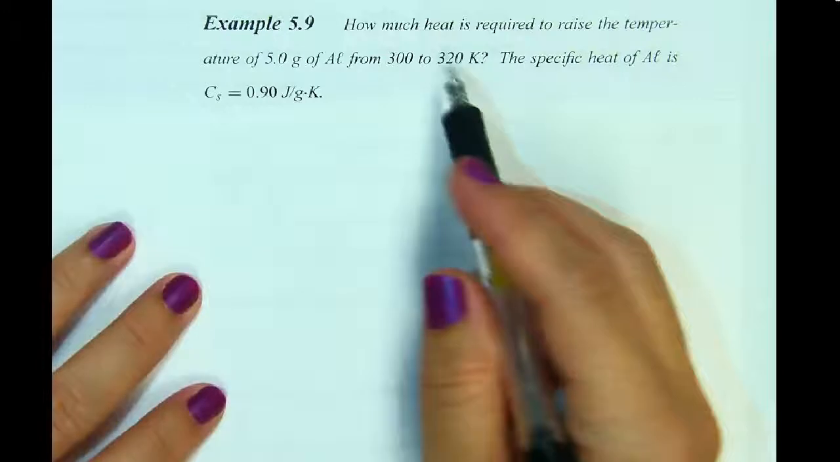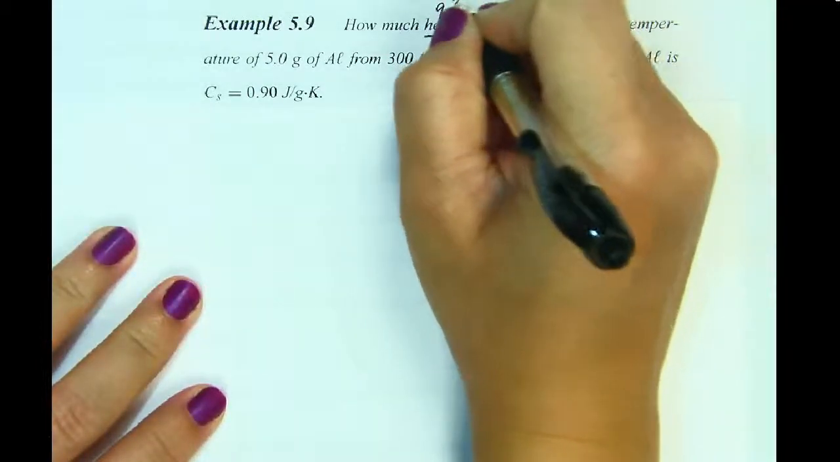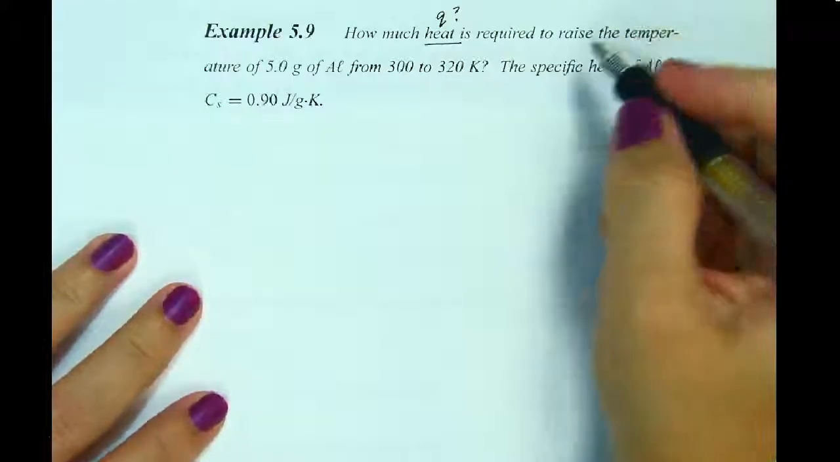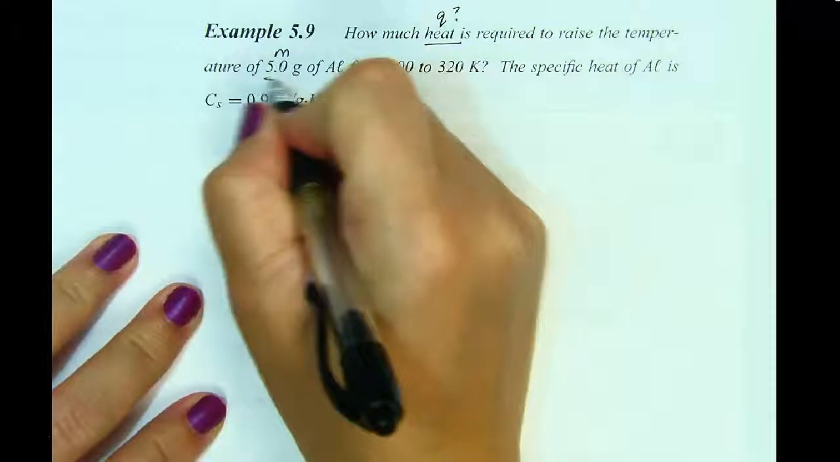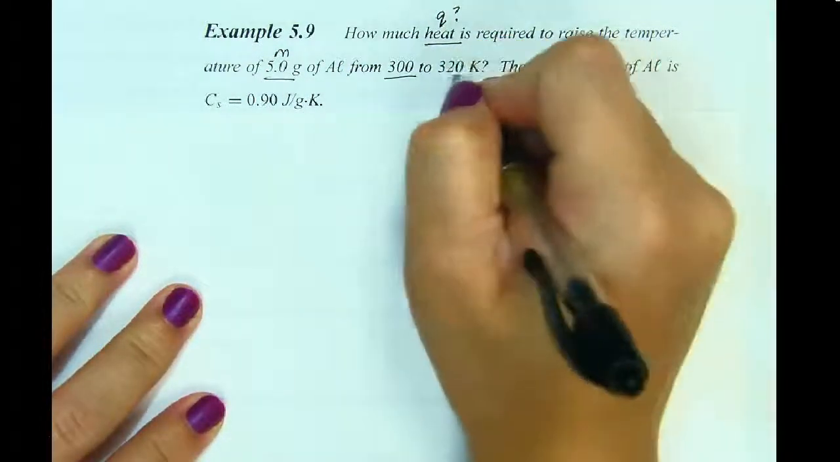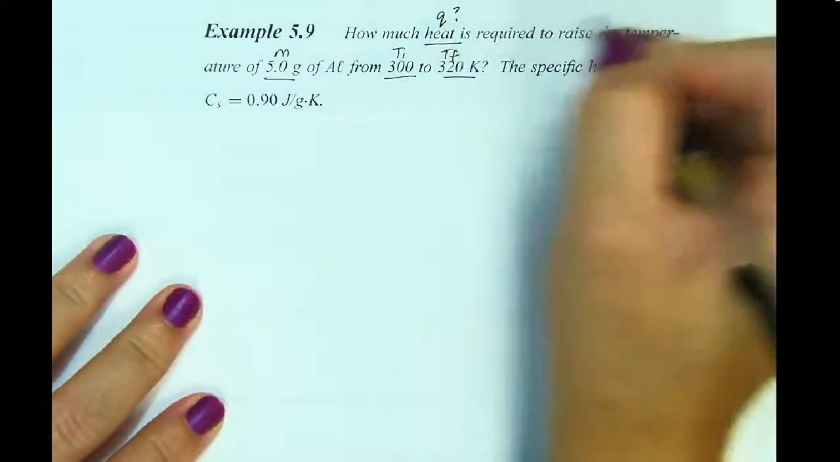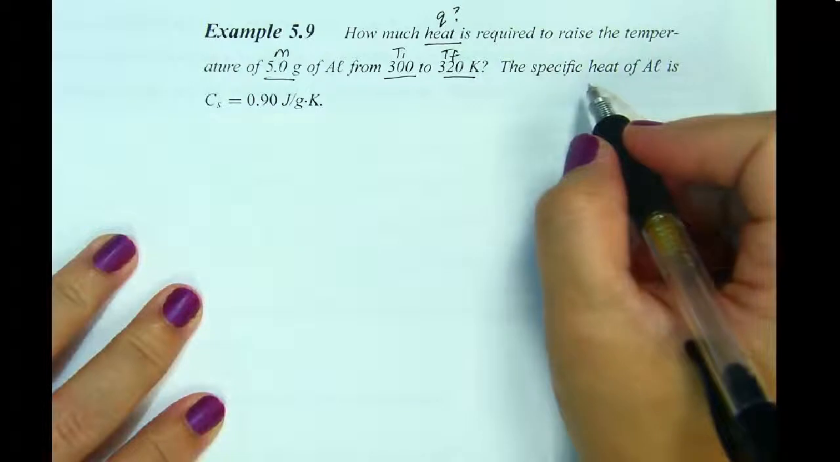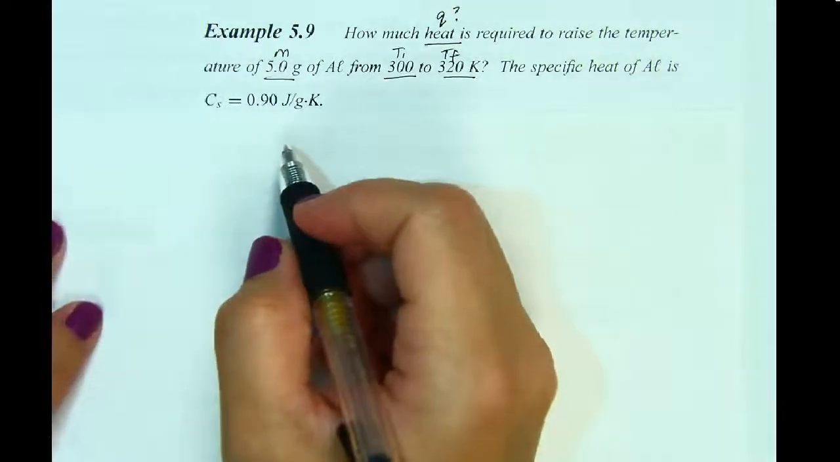Example 5.9, how much heat? So when you're asked how much heat, you're being asked for what is Q required to raise the temperature of, here's our mass, 5.0 grams of aluminum from 300 to 320 Kelvin. So this is our initial temperature and this is our final temperature. The specific heat of aluminum is CS equals 0.90 joules per gram Kelvin.